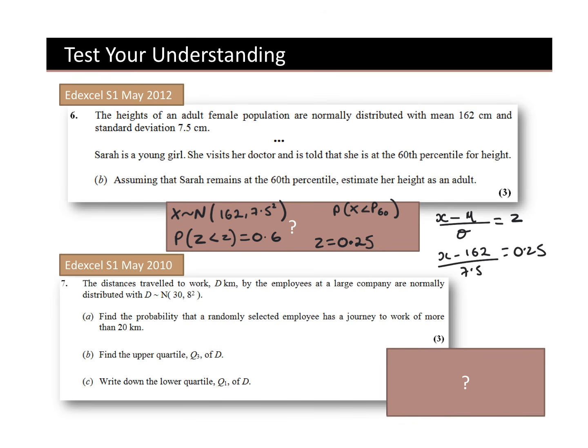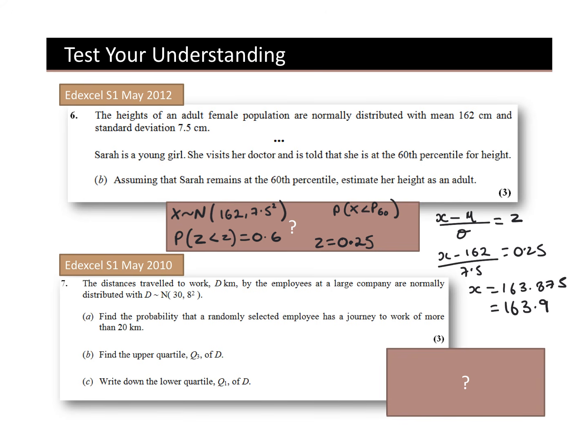Using a calculator, 0.25 times 7.5 plus 162. So x equals 163.875. If we just do that to one decimal place, I get 163.9.